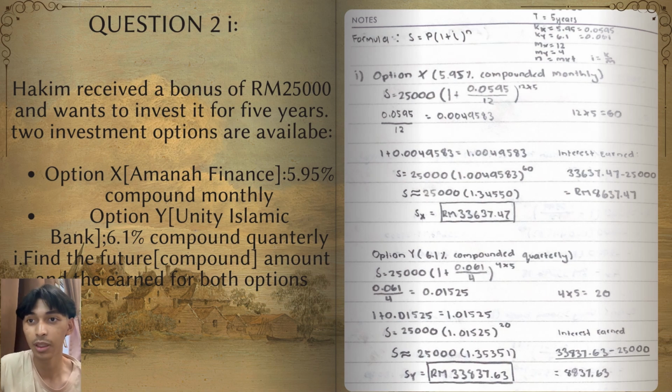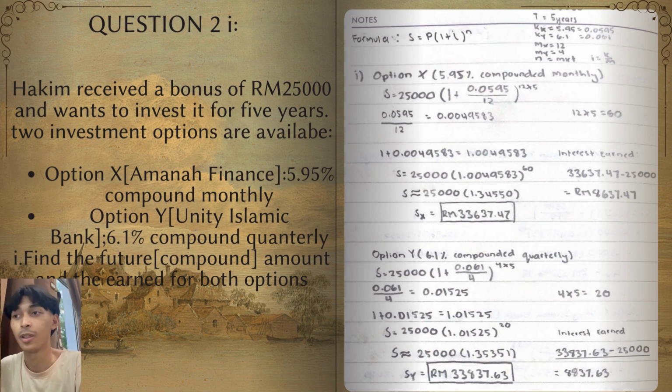For question 2, part 1 Roman. Hakim received a bonus of RM25,000 and wants to invest it for 5 years. 2 investment options are available. The first option, option X, Amanah Finance, gives 5.95% compounded monthly. For option Y, Unity Islamic Bank, 6.1% compounded quarterly. Find the future compound amount and the earnings of both options.